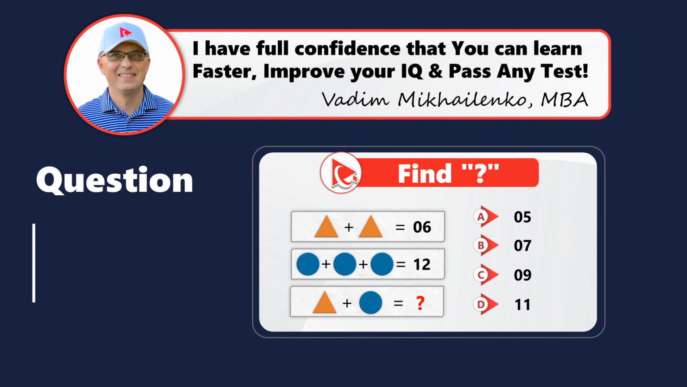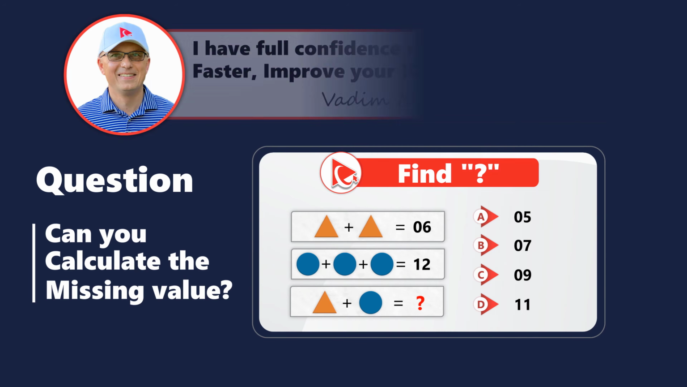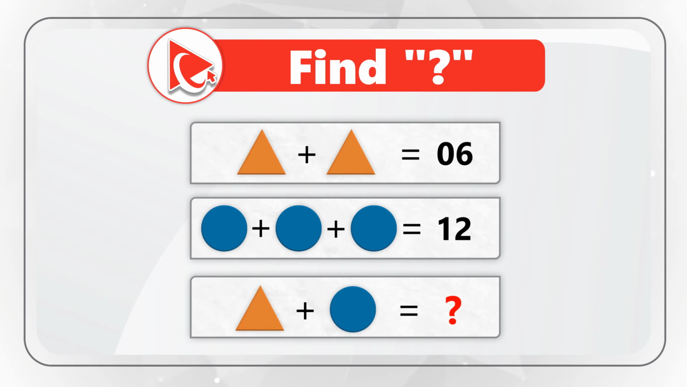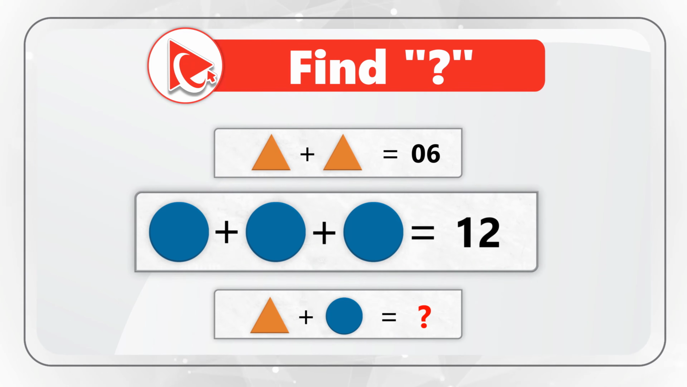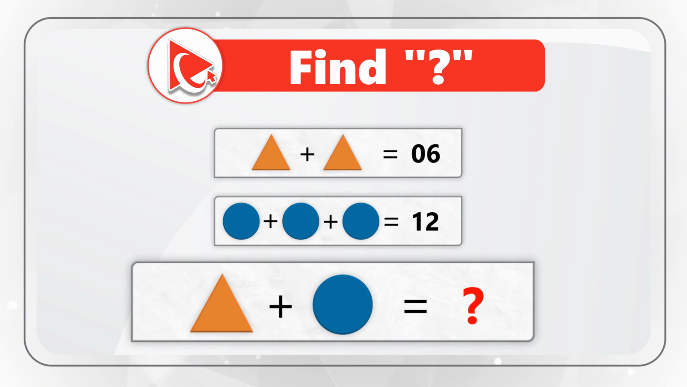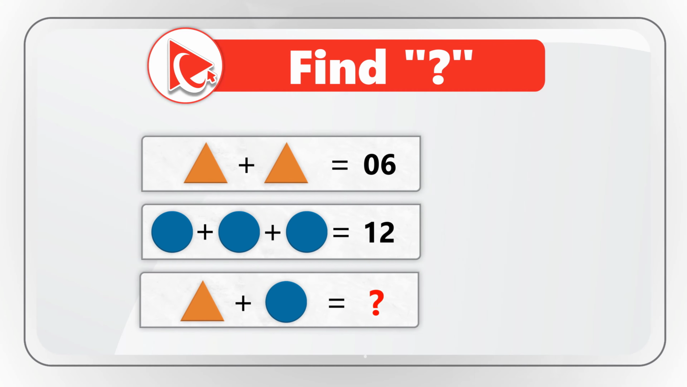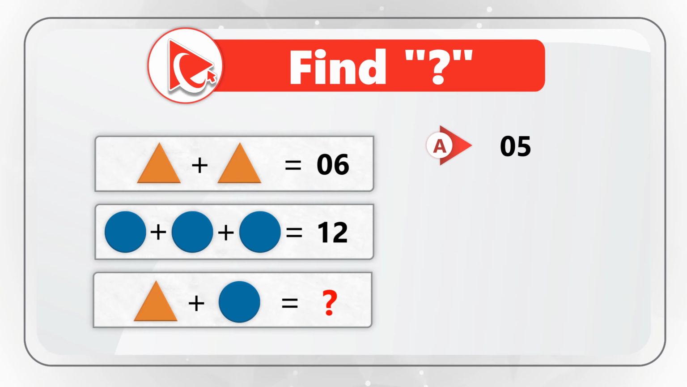Here's an interesting cognitive abilities test question to see how well you can deal with abstract concepts. You're presented with 3 expressions. In each expression, there are shapes and numbers. The first expression is triangle plus triangle equals 6. The second expression is circle plus circle plus circle equals 12. And the third expression is where you have triangle plus circle, and you need to calculate the end result of this calculation. Once calculated, you need to select the answer out of 4 possible choices. Choice A, 5. Choice B, 7. Choice C, 9. And last but not least, choice D, 11.